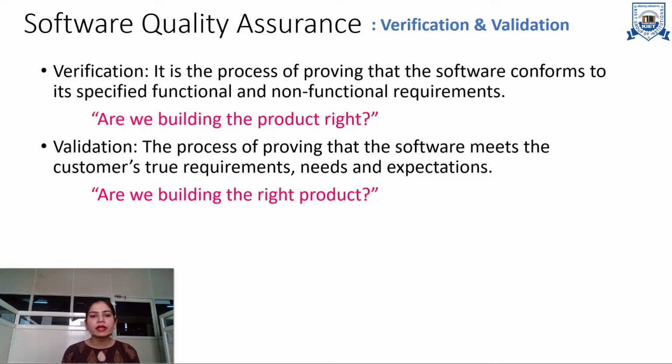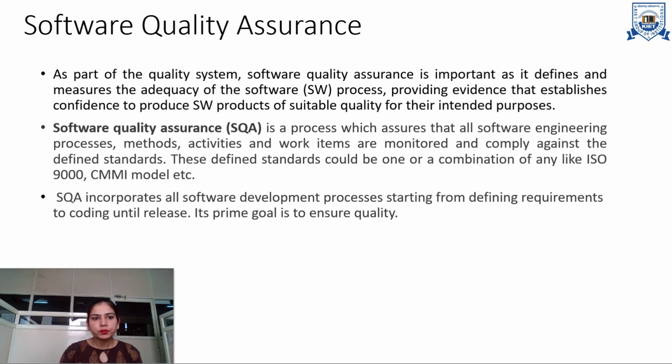It generally tells us whether we are building the product in the right way, in the right manner or not. Whereas validation is a process of proving that the software meets the customer requirements, needs and expectations. And it generally answers the question whether the product is right or not, that is, whether the final end product is according to the customer requirement and specification or not. So these are the two activities through which we can ensure the quality of the software product.